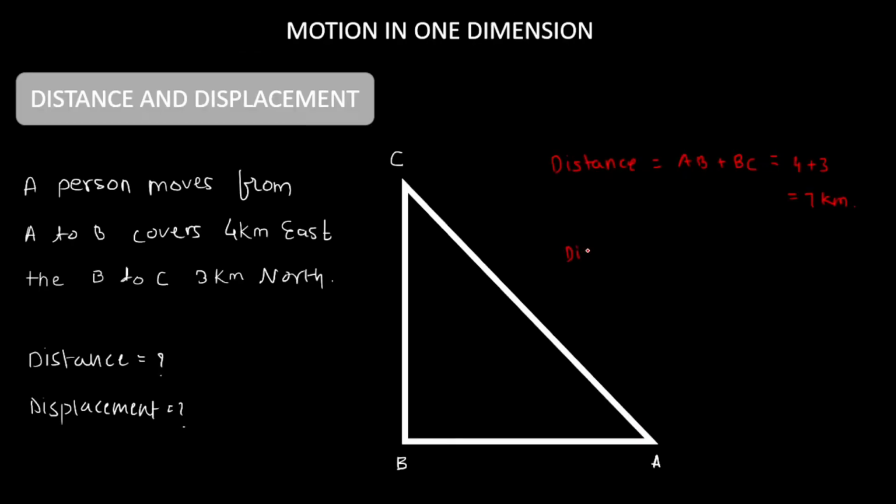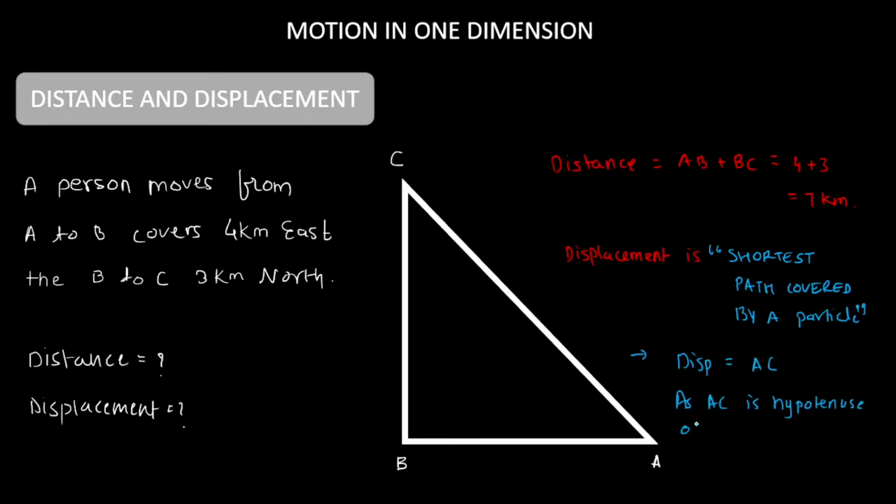For calculating the displacement of the person, we need to know the shortest path which the person takes from the initial point to the final destination point. Here displacement equals the square root of 3 squared plus 4 squared by Pythagoras' theorem, which equals 5 kilometers.